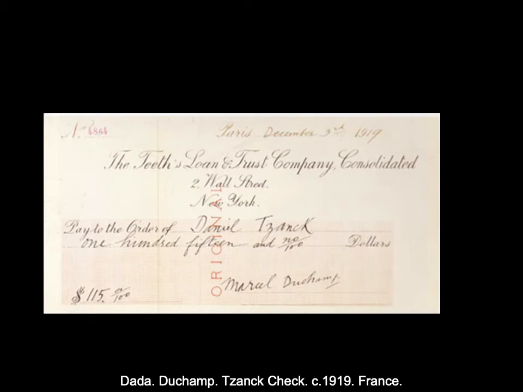Duchamp was notorious. His teeth were really bad. He came to New York, and he had Daniel Zank, a dentist in Manhattan, fix his teeth in 1919. And to pay him, Duchamp created a fake check. Look at the name of the bank, the Teeth's Loan and Trust Company. I mean, that's not a real bank. So he created like a fake check to pay him $115.